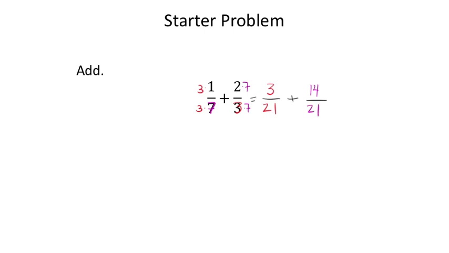Now that the denominators match, well, we can start combining the numerators. So in 21sts size pieces, we're going to take 3 of those 21sts and add 14 of the 21sts, which when I add these together, I get 17. And that cannot be simplified, which means that this is our final answer.